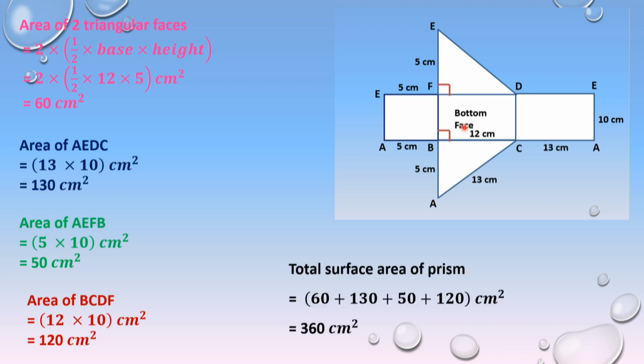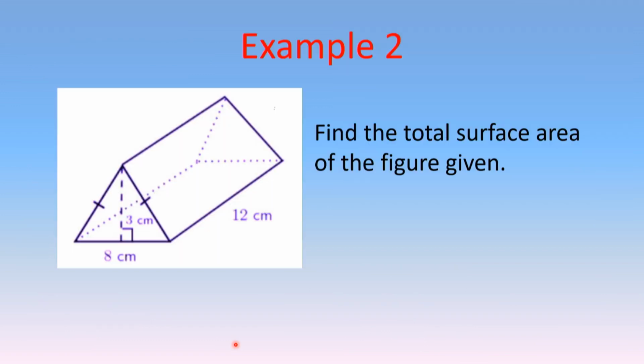Now to find the total surface area, we need to add all these different areas. 60 plus 130 plus 50 plus 120, which is equal to 360 centimeters squared. So the total surface area is 360 centimeters squared. Now we move on to the next example.